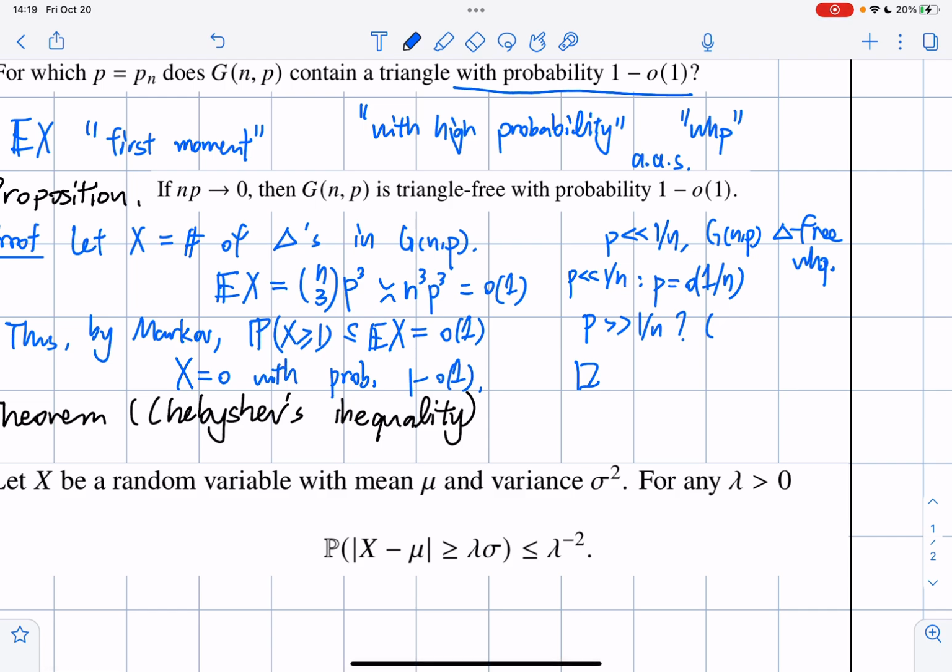Can we do that? In this case, we can see that the expectation of X tends to infinity. But it's not enough to conclude that the probability of X greater than or equal to 1 is 1 minus little o(1). Since we have not ruled out the possibility that X is almost always 0, but extremely large with some tiny probability.